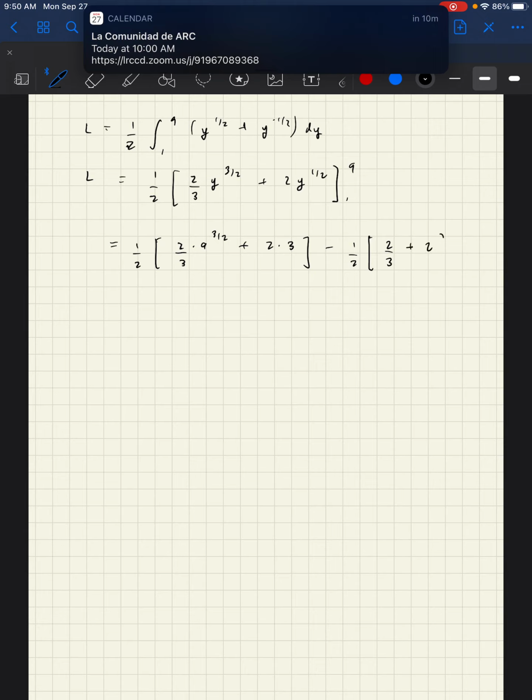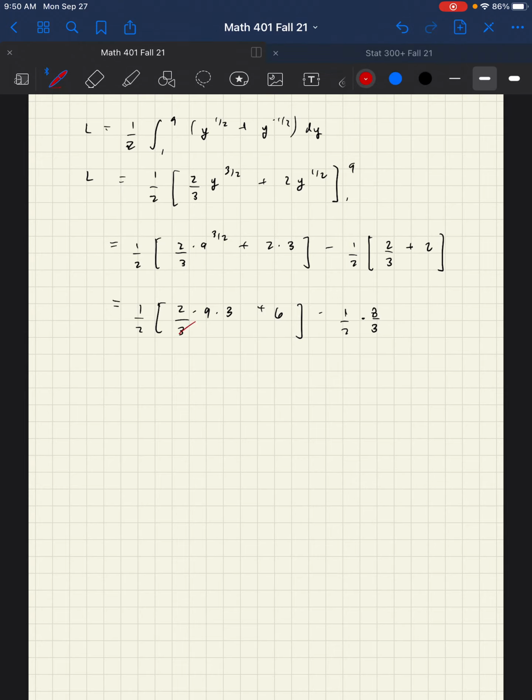Sorry about that. 2/3 times 1 to the 3/2 is just 1, plus 2. Okay, not bad. Then 9 to the 3/2, by the way, is 9 times 9 to the 1/2, which is 3, times 2 over 3, plus 6. Okay. And now we just clean up the algebra here. So 2 plus 2/3 is going to be 8/3.